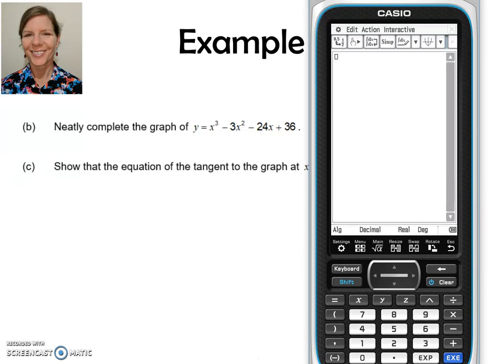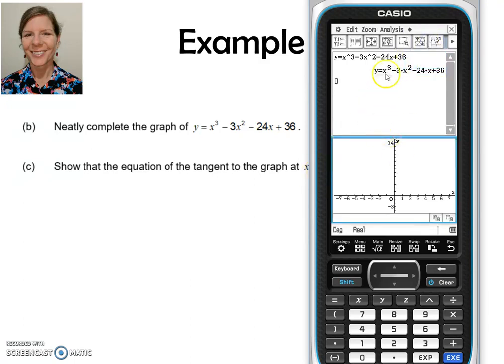So what I would do is jump in here and type in our function. So we've got x cubed, take 3x squared, take 24x plus 36. Now pop this in here. It doesn't really matter where those are because we know where those turning points are. All we want to do is find out where the x-intercepts are, so find the roots. Now they're nothing nice, but it's between minus 4 and minus 5, and between 1 and 2, and then over there it's 6, so that one's exact.